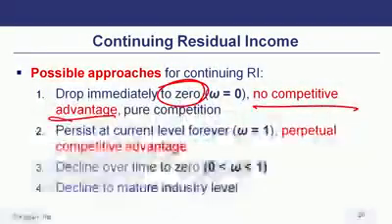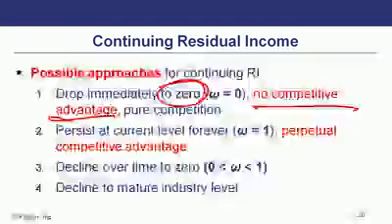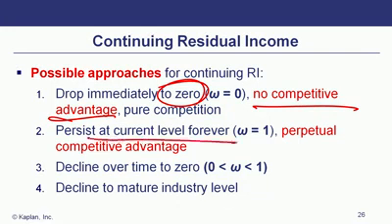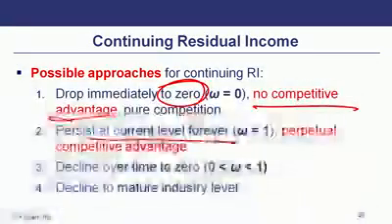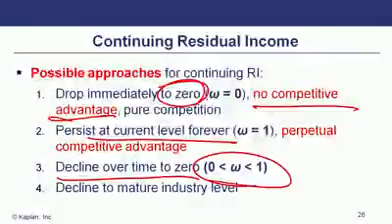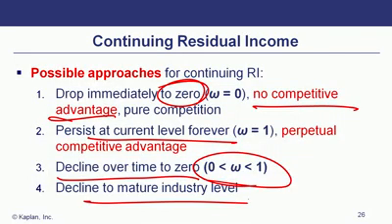So, looking at this, persistence at a current level. Another possible approach is they persist at a current level forever. This is a perpetual competitive advantage. What we're talking about here is potentially a monopoly, where they consistently have this competitive advantage, and it continues forever. This is where you have your persistence factor equal to 1. Now, in many cases, they decline over time, so it's between 0 and 1. Or they decline not to 0, but to a mature industry level.